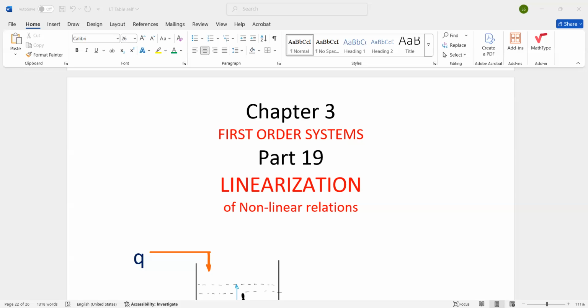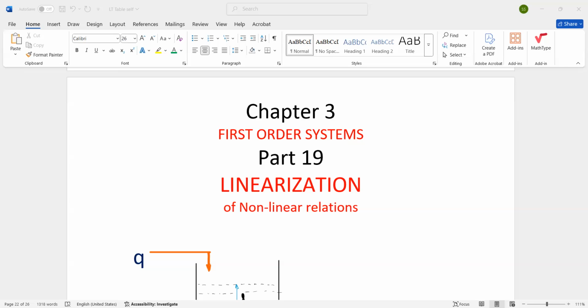When we have a nonlinear relationship, it is difficult to derive the transfer function because this nonlinear relation cannot be Laplace transformed. If it cannot be Laplace transformed, then it's difficult to find out the transfer function. The transfer function helps us. It's very convenient in analyzing the dynamics of processes. It helps us to easily understand and estimate the response of processes.